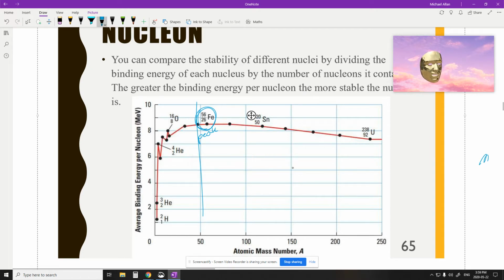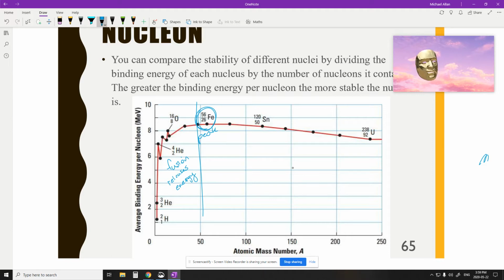So on this side here, fusion releases energy. So I'm taking 2 smaller things and I fuse them together, it's going to release energy. Okay? And if I'm on the other side over here, this side says fission releases energy. Now fission is the exact opposite. It takes something larger, and if you take something larger, it becomes 2 smaller elements. That's fission, and that's going to release energy.